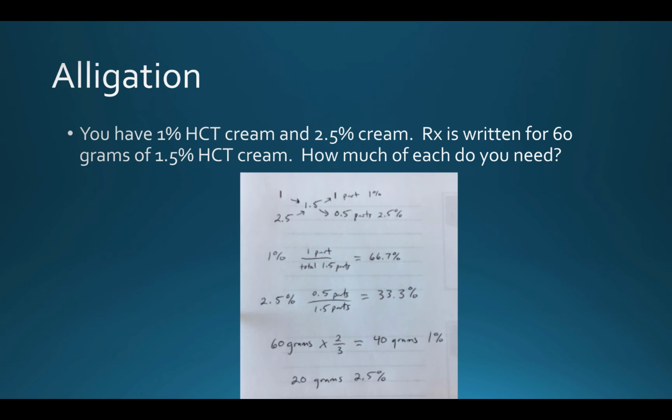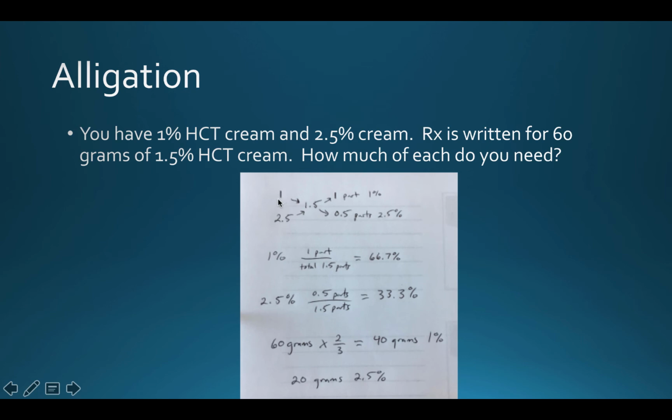And I look at what percent I'm closer to. So 1.5% is closer relatively to 1% than it is to 2.5%. So I know, because I'm closer to 1%, I'm going to need more 1% HCT cream. Okay? So in my final answer, I should have more 1% cream than 2.5% cream. That helps me. I don't know if that helps you or not, or if that confuses you, but when I get to my final answer, I should see that I have more 1% cream.